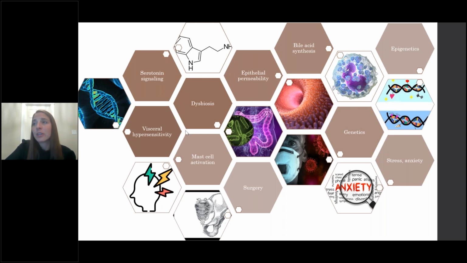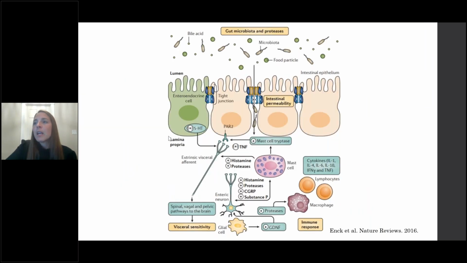And as I mentioned earlier, I really want to talk a little bit more in depth about dysbiosis, which is an imbalance between the good and the bad bacteria in our GI tract, and how that might contribute to some of the symptoms that we're seeing in IBS. So this is a really great image that pulls together many of those working hypotheses about the pathophysiology behind IBS. And this was published in Nature Reviews in 2016.